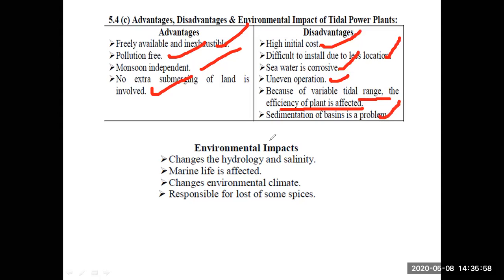And the environmental impact. When we talk about the environmental impact, it changes the hydrology and salinity of water, and marine life is affected. When we locate this type of plant, the nearby marine life is affected at that particular place, it changes the environmental climate also, and is responsible for the loss of some species. Sea species may also be lost because of human involvement or movement over there. So this is the cause and effect of the tidal power plant on environmental issues.